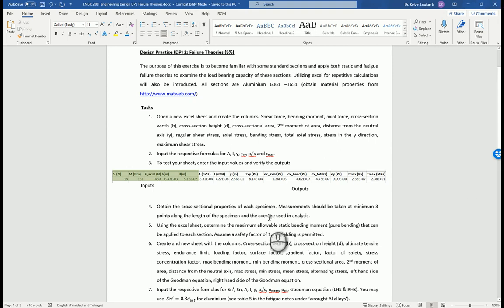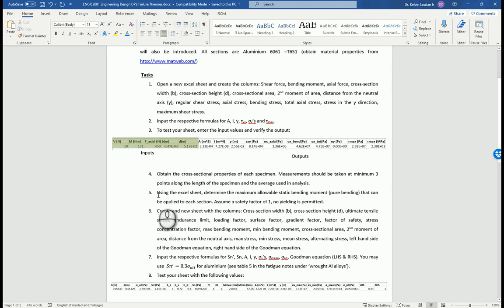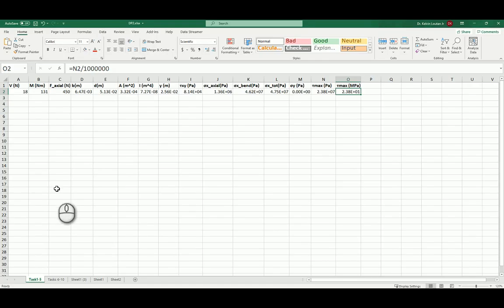Okay, so using those values we could now plug B and D into Excel, right? And task 5 is using the Excel sheet to determine the maximum allowable static bending moment in pure bending. Pure bending means that in the Excel sheet your shear force is 0. So you make your shear force 0, and we have pure bending. Again, pure bending means it is subjected to just a pure bending moment, so we have no axial force. So you make that also equal to 0.